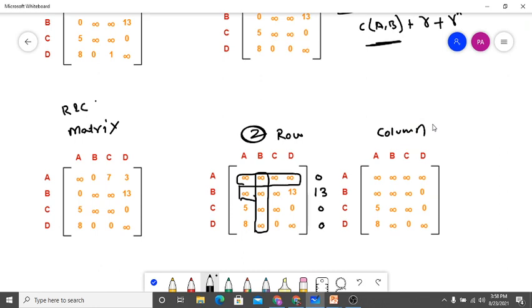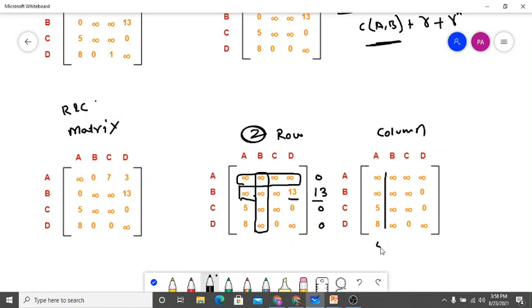To which matrix do we need to do the column reduction? After subtracting this 13 from this 13, we will get 0. So for this matrix we need to do the column reduction. What is in the column reduction? At least one 0 should be there, but here there is no 0.